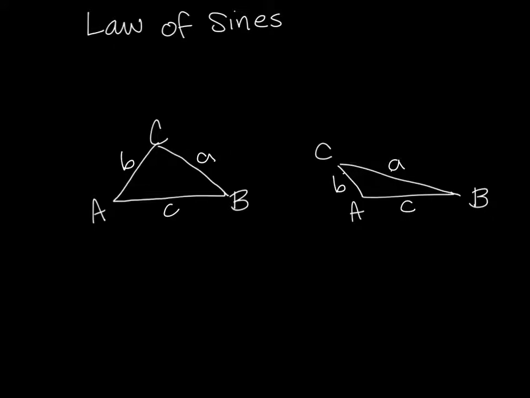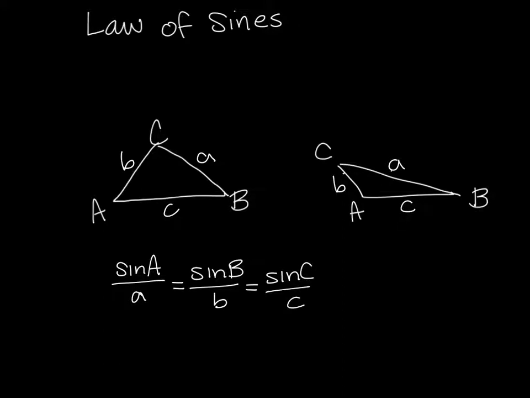Now, the law of sines says if you know three things, you can find a fourth thing. Here's how it goes. With the law of sines, you say that sine of A over side a is equal to the sine of B over side b, which is equal to the sine of C over side c. So basically what you're doing in this whole thing is you're going to set up a proportion. And you pick what you know and figure out what you don't know.